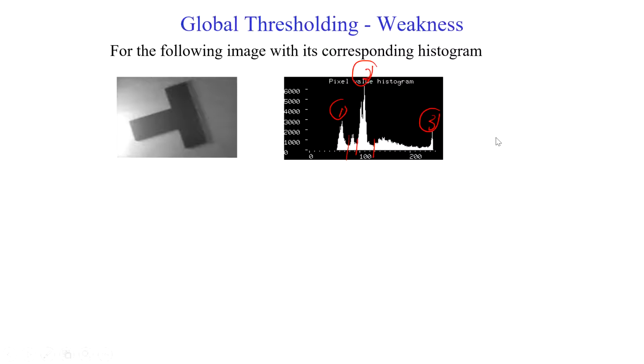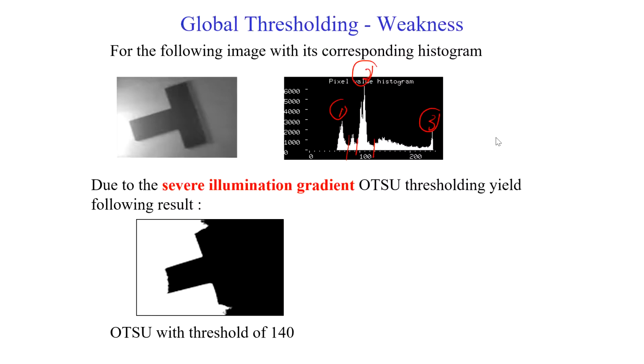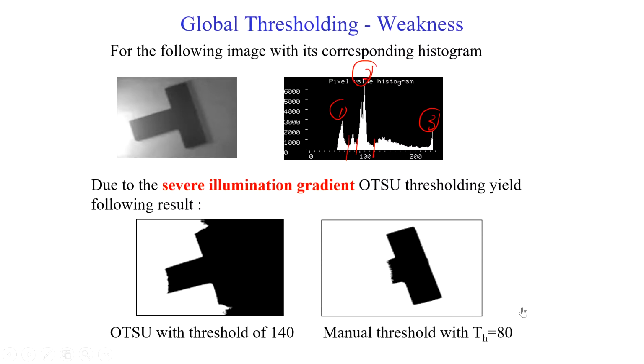If we try to solve this problem by using the Otsu threshold method, it will yield the value of 140. And if you use this threshold to find the foreground image, this is the result, in which you are able to get the shape of the objects, but the foreground also included some part of the image background. If we try manually to select a different threshold value, this is the result.